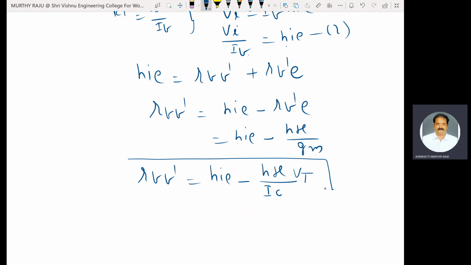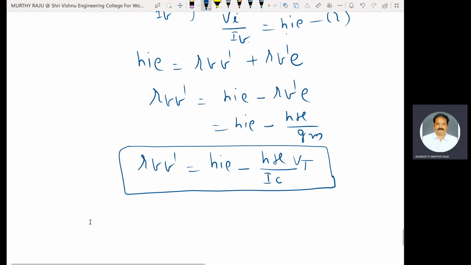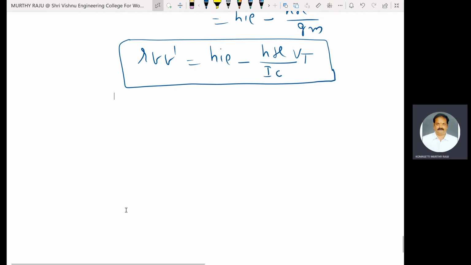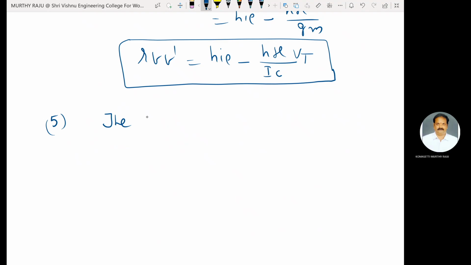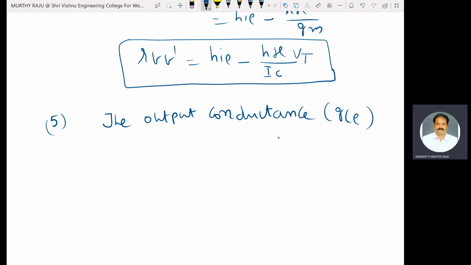This is the base spreading from physical base to virtual base. Next, coming to the last parameter, the output conductance. The output conductance, that is the fifth one, is GCE.